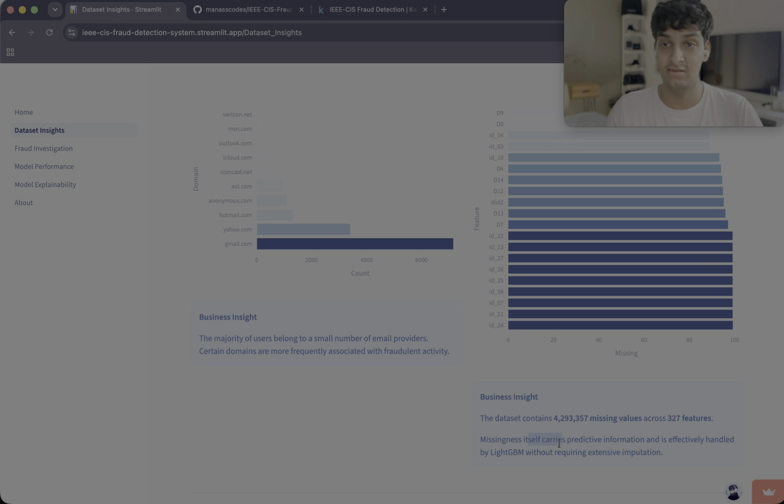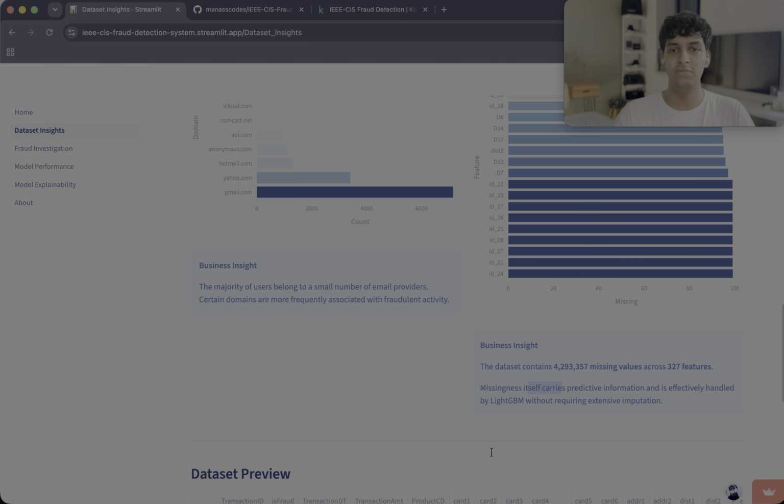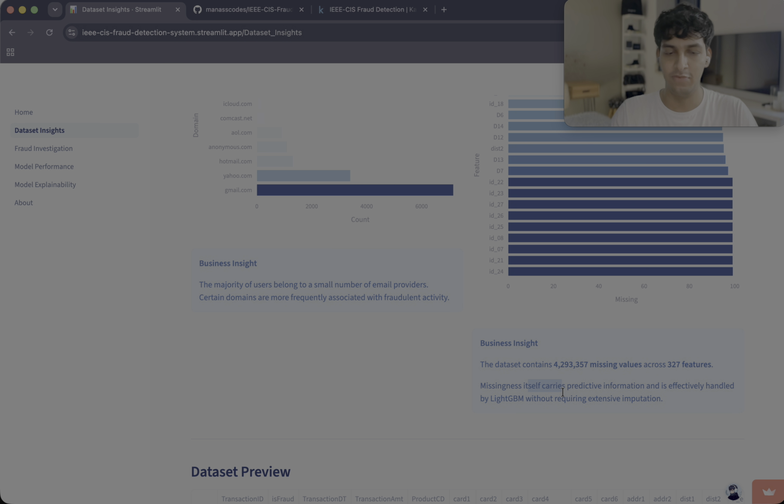Missingness itself carries predictive information. That doesn't mean that if I have a missing value, I should remove it or just fill it with the mean or median value. Why it is missing is a scenario in itself. Missingness carries predictive information, and it's effectively handled by the LightGBM model without requiring extensive imputation.